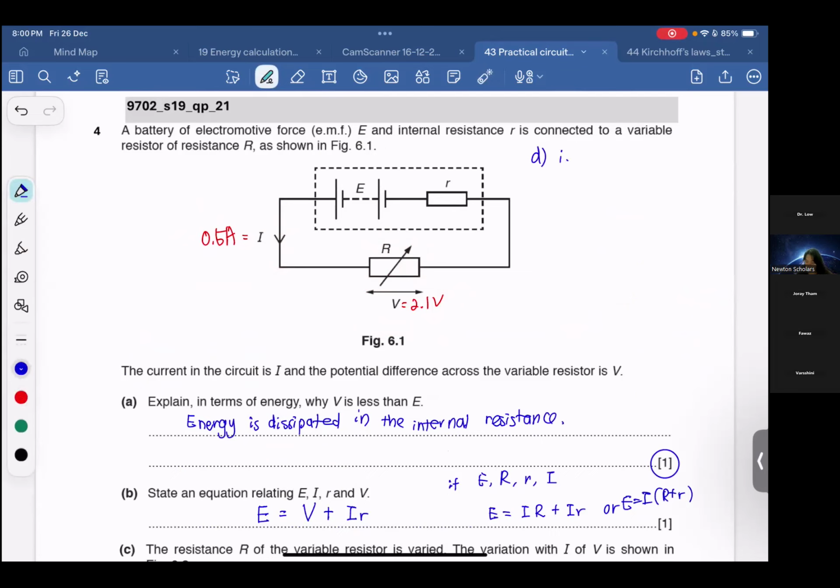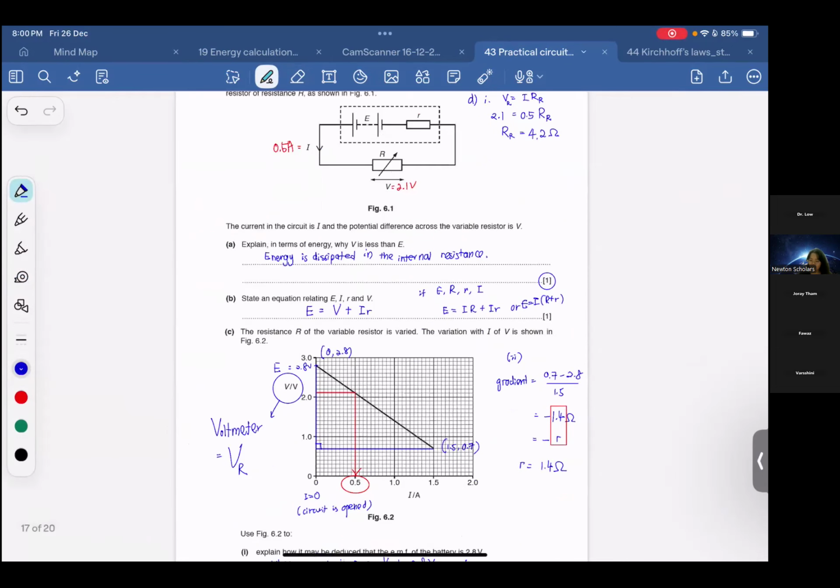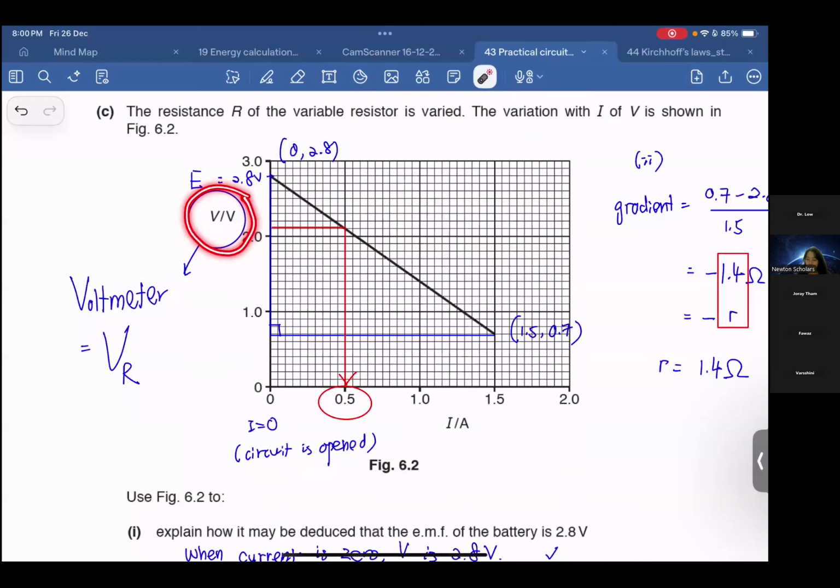Question D1. So V equals to IR. Voltage across the variable resistor is 2.1, current is 0.5, resistance R I don't know. So resistance is actually 4.2 ohm. Okay? So you must be very clear. This graph, actually this V, when current is flowing, is the voltage across the external component.